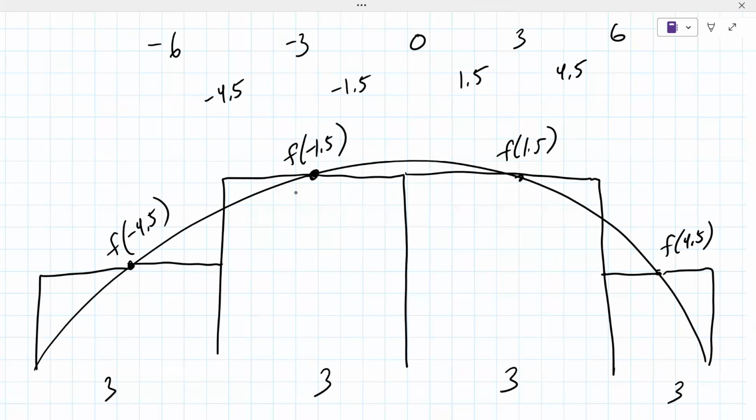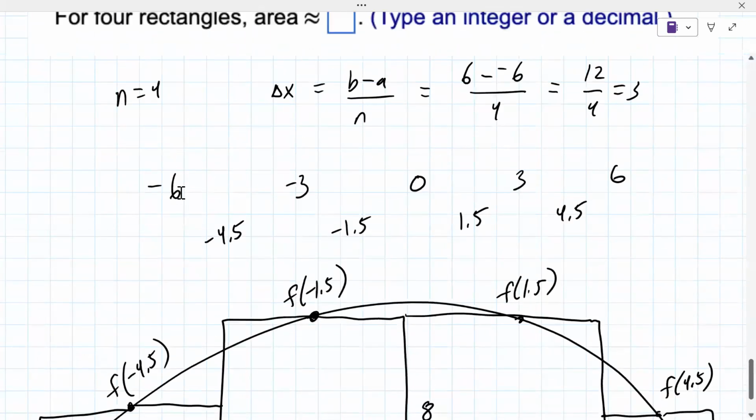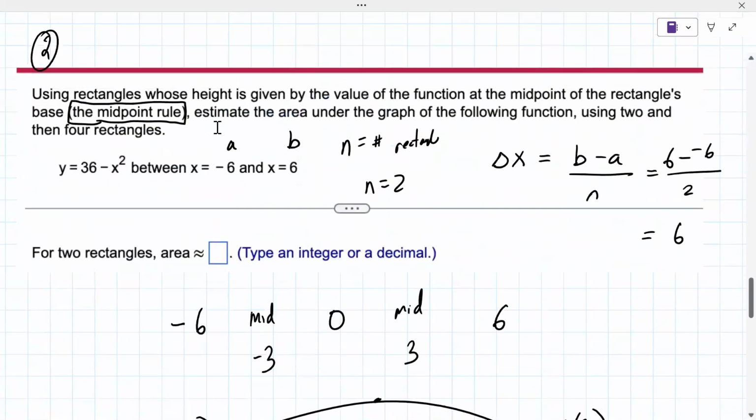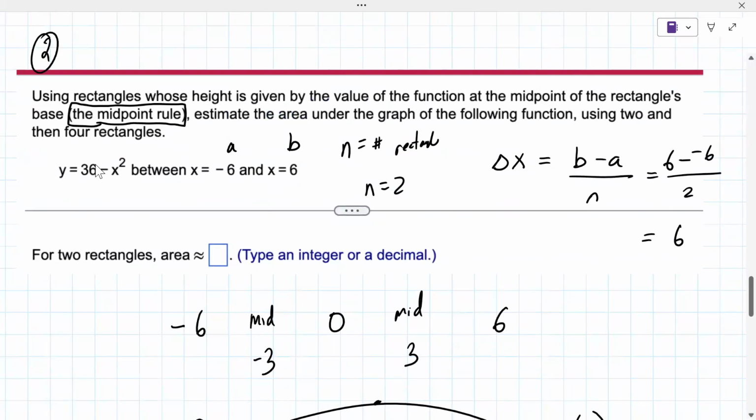I got f of 1.5 is 81. No, that cannot be, because it's 36 minus x squared, which means it's got to be smaller than 36. Oh, I multiplied it. Oh my gosh, I'm so sorry. It's okay. I'm here to make sure that things actually work out the way they're supposed to. I got 33.75. Is that better? Yep.